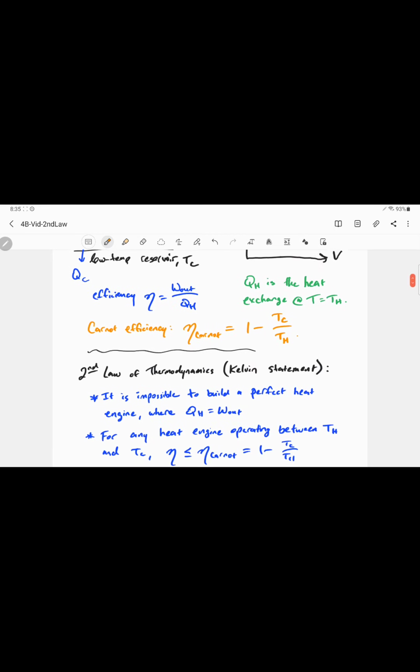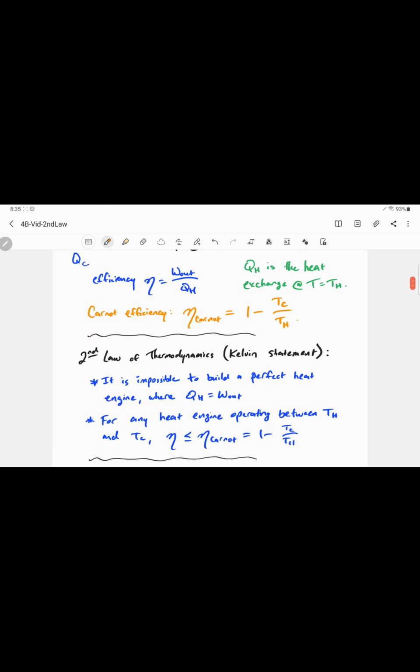I'll just scroll down to this statement. This is called the Kelvin statement of the second law of thermodynamics. In this video, we'll talk about the second law of thermodynamics in several different ways. Once you start with one of these statements, you can prove all the other ones, basically. So this is our first statement of the second law of thermodynamics, and this is called the Kelvin statement. That's the one that has to do with heat engines.